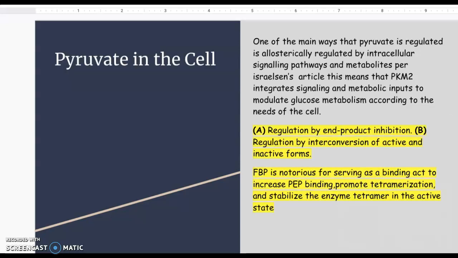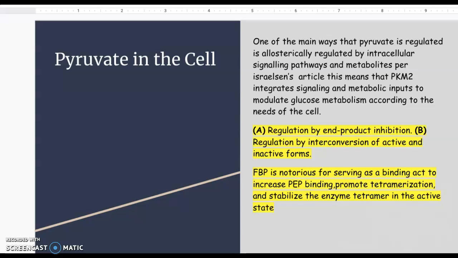So how is pyruvate kinase regulated in the cell? Well, one of the main ways that it is regulated is allosterically by intracellular signaling pathways and metabolites. Per Israelsen's article, this means that PKM2 integrates signaling and metabolic inputs to modulate glucose metabolism according to the needs of the cell. So pretty much this means that PKM2 can serve as an inhibitor, an activation site, or both. So there is regulation by end product inhibition and regulation by interconversion of active and inactive forms.